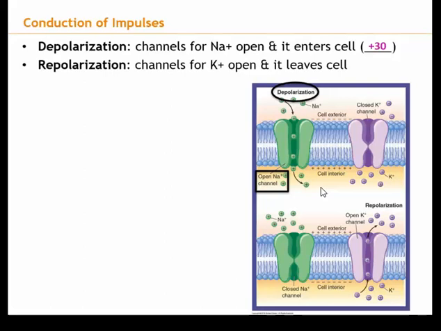Now let's talk about repolarization. After a short time, the sodium channels will close and become unresponsive to the voltage, stopping the influx of sodium. Those will close eventually. And then a set of voltage-gated potassium channels will open, allowing potassium to rush out of the cell down the electrochemical gradient. So that's where our repolarization occurs.